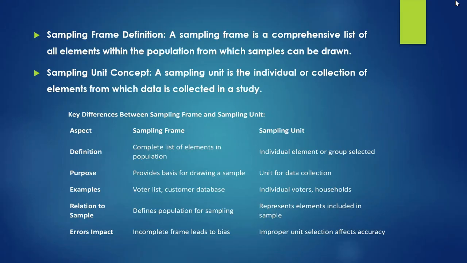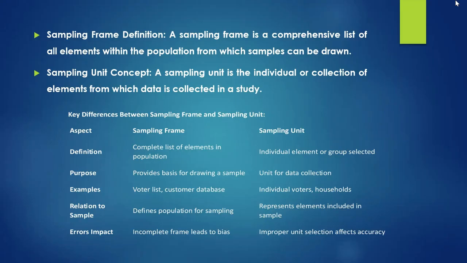Why is the sampling unit important? Because it defines the level at which data is collected and analyzed. It ensures consistency in data collection and it helps in determining the sampling method to be used. Now let us see some of the differences between sampling frame and sampling unit. Sampling frame means a complete list of elements in the population. Sampling unit means an individual element or group selected. The purpose of the sampling frame is to provide a basis for drawing a sample. For the sampling unit, the purpose is to serve as the unit for data collection.